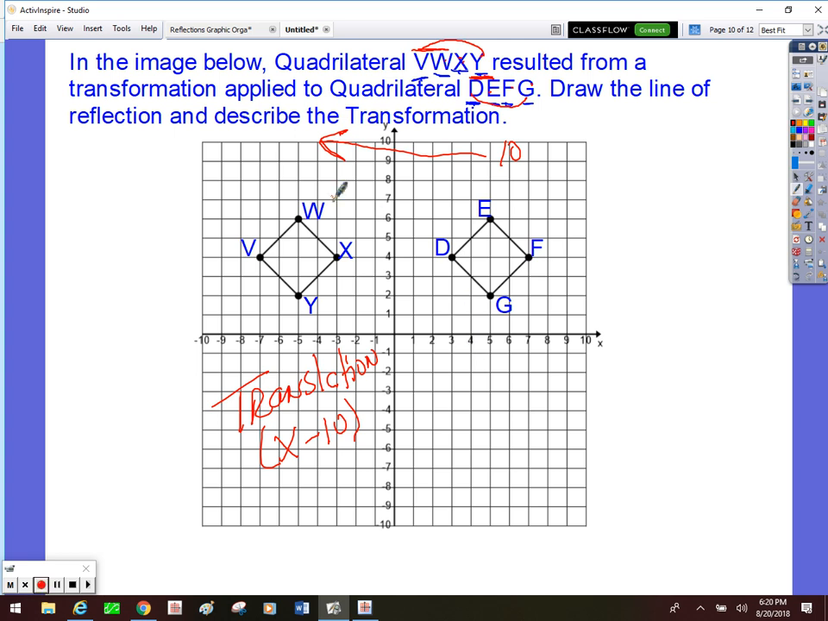Okay? Welcome back. Remember, what I want to do is make sure that V and D go together, and W and E. Well, W and E and Y and G go together, but here's the problem right here. If I reflect this, 1, 2, 3, 1, 2, 3, that should have been point D, and then that should have been point F, because remember, distance is preserved.